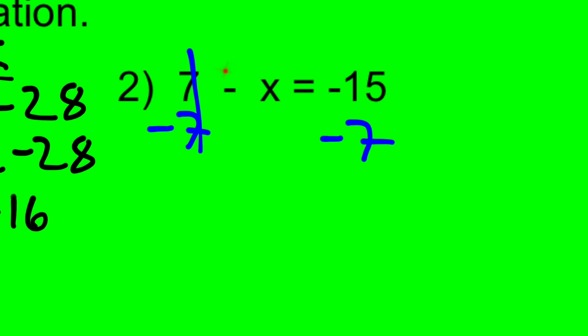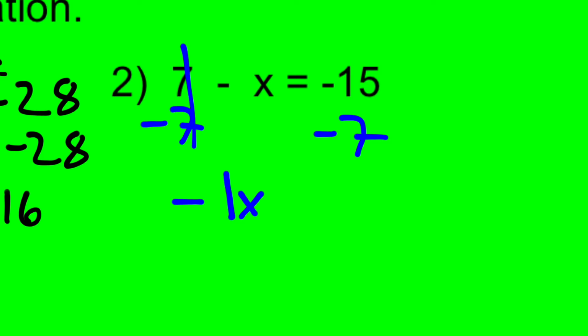You can't just have this negative disappear. Now I think of this negative x as negative 1x. Whenever you have a variable without a number in front of it, the coefficient is 1. And on the other side, negative 15 minus 7, the signs are the same, so you add them and use the negative sign.